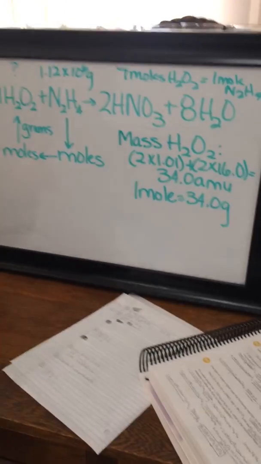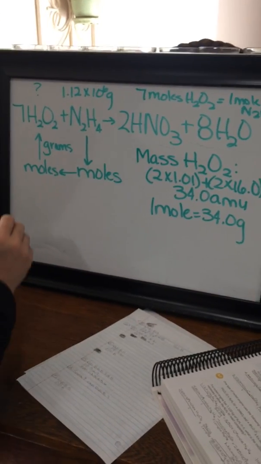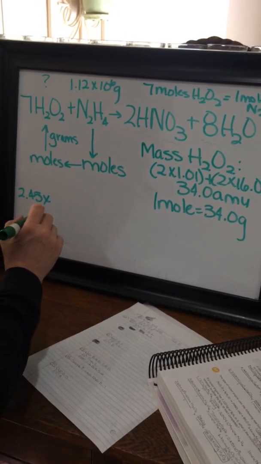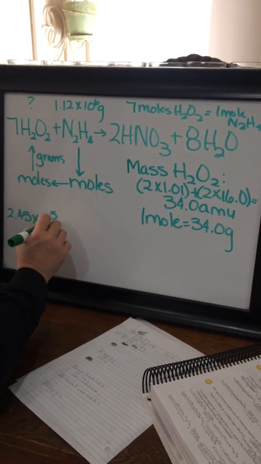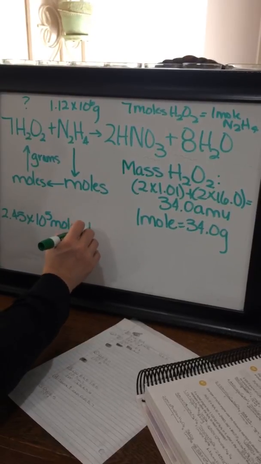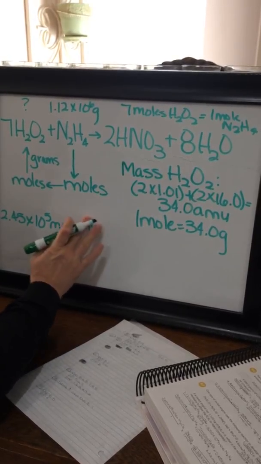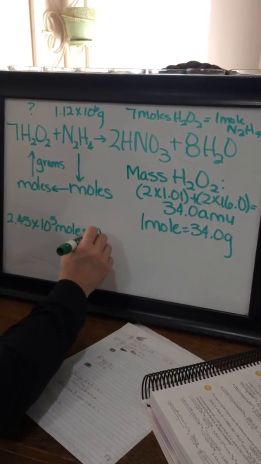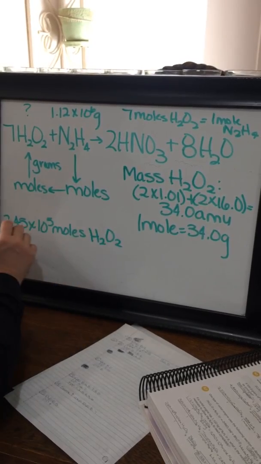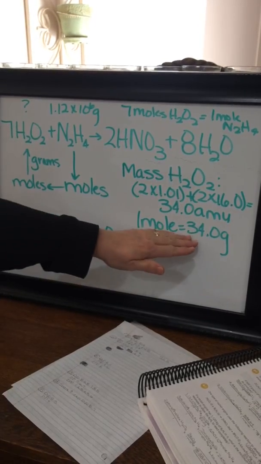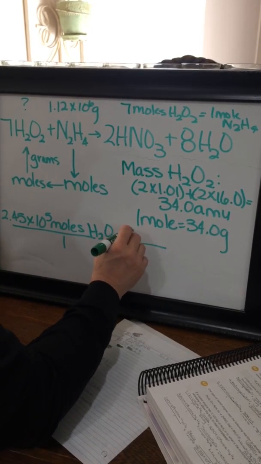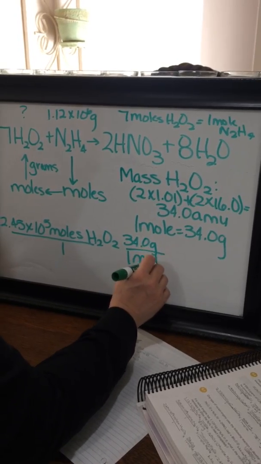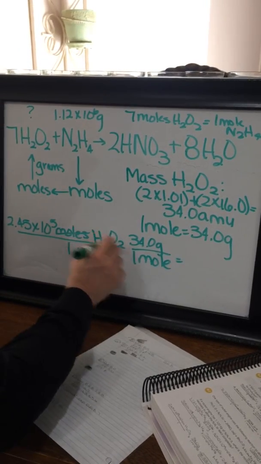Now I've already erased what we had come up with, but we had come up with 2.45 times 10 to the 5th moles of, I'm sorry, not looking at my problem, of H2O2, sorry about that. Okay, so now I'm going to use my conversion factor. So I know that there are 34.0 grams in 1 mole of H2O2. So these would cancel out.